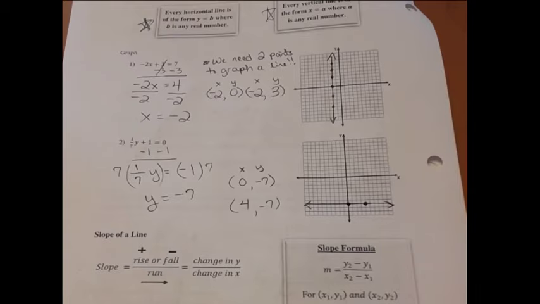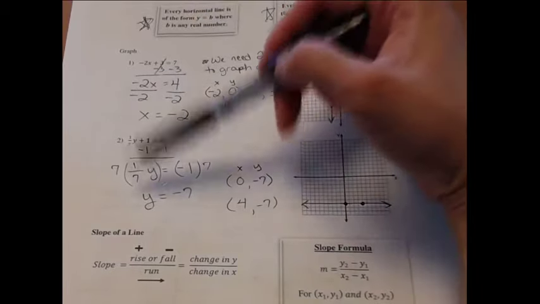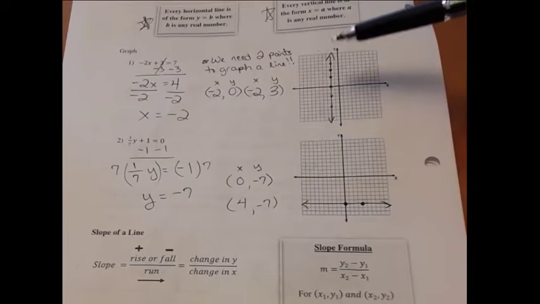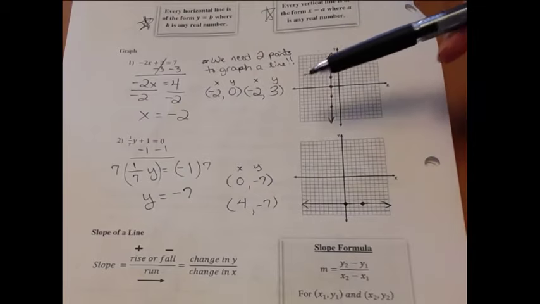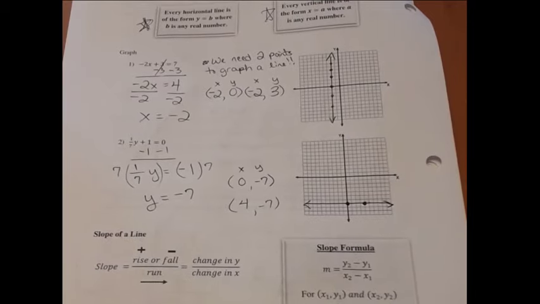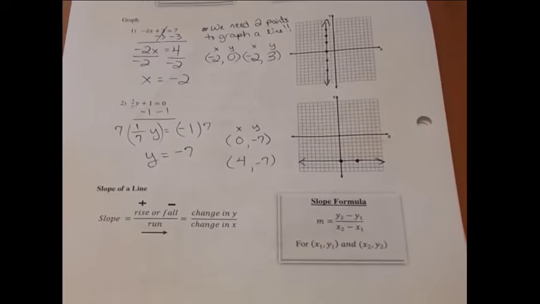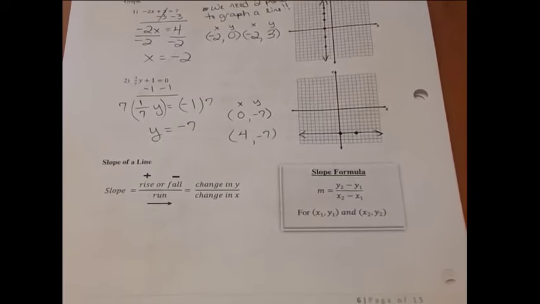Hopefully that clarifies how to graph horizontal and vertical lines. If ever you have an equation with just one of the variables, you'll know right away whether you're graphing a horizontal or a vertical line. Okay? Next, I would like us to move into slope. I would like us to learn a little bit more about slope of a line and what that means.